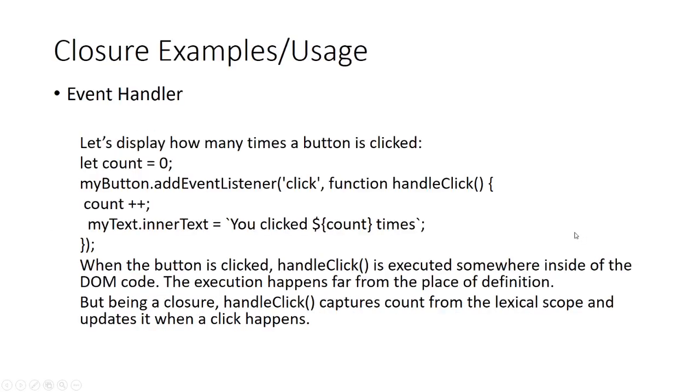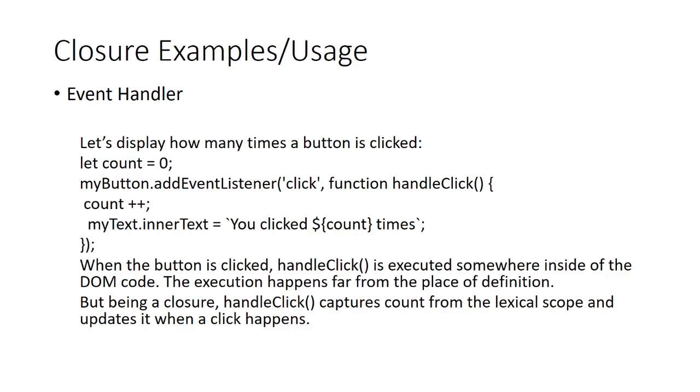So let's jump on to the next slides. These are the closure examples and usage. First, event handler. Whenever you add some event listener on any button or any field, closures play a role. Here is the example. Let's display how many times a button is clicked. I have a count variable. Then I have added an event listener to my button, which is an HTML button, and whenever I click on it, count will be plus plus.